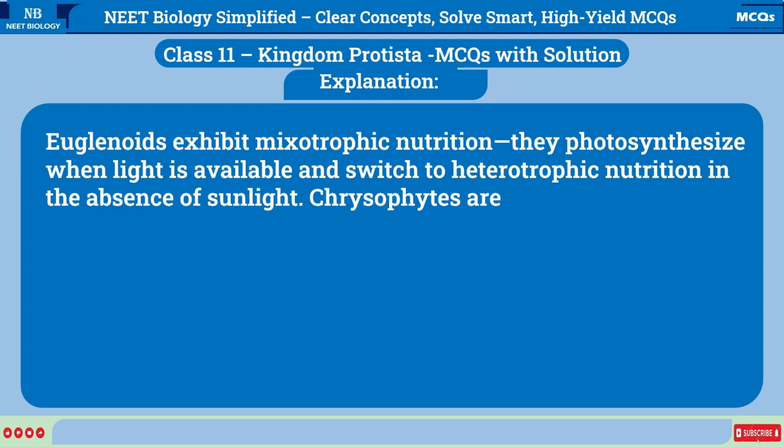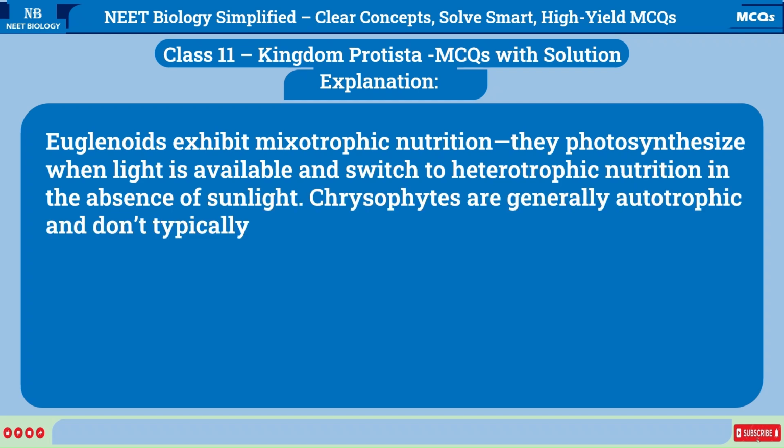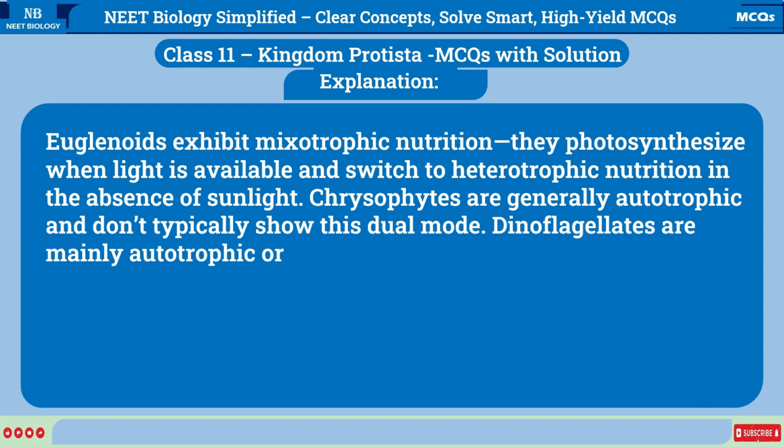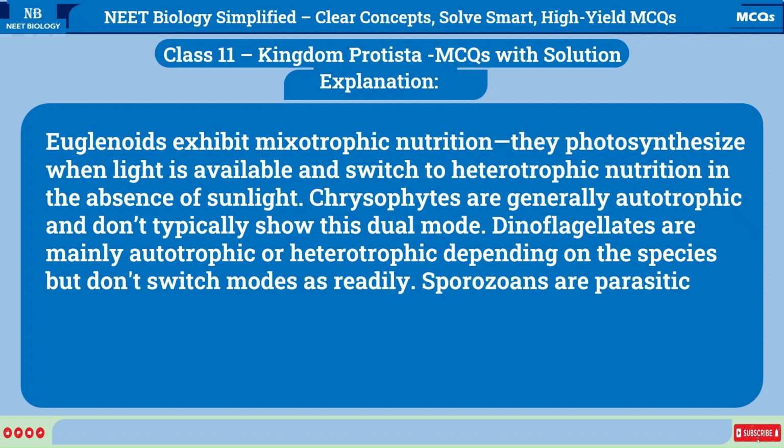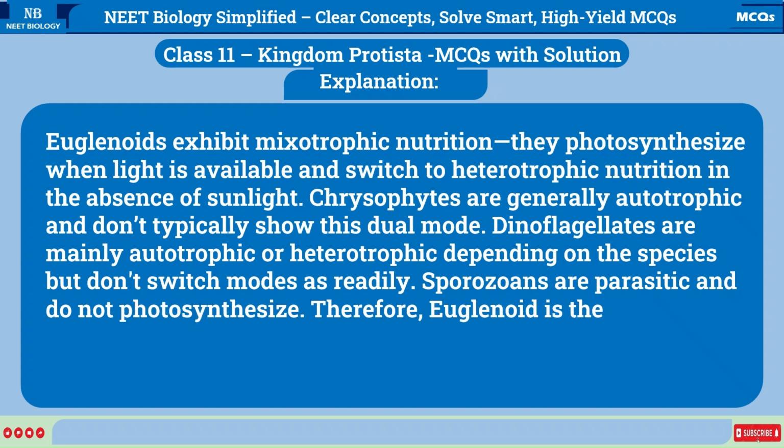Chrysophytes are generally autotrophic and don't typically show this dual mode. Dinoflagellates are mainly autotrophic or heterotrophic depending on the species, but don't switch modes as readily. Sporozoans are parasitic and do not photosynthesize. Therefore, Euglenoid is the correct choice.